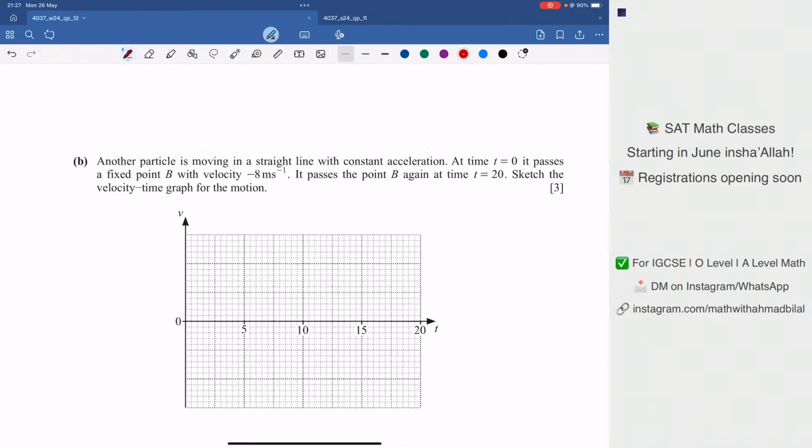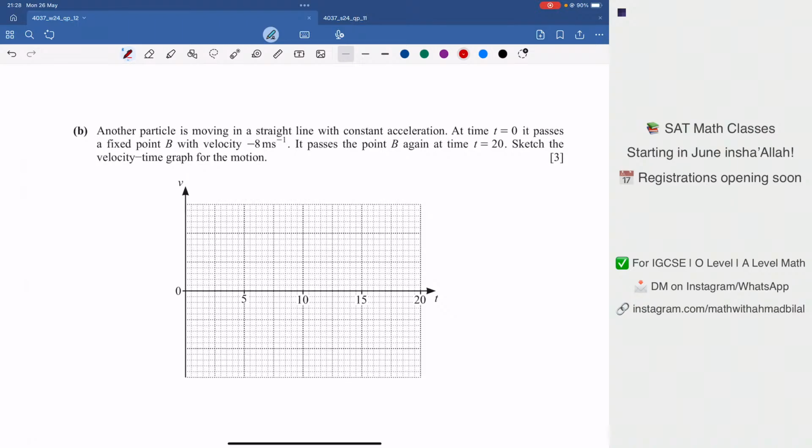Now it says another particle, so now it's a different particle, is moving in a straight line with constant acceleration. So now the acceleration is constant. Remember, in a velocity time graph, acceleration is given by the gradient of the graph. At time t equals 0, it passes the fixed point B with velocity minus 8 meters per second. It passes the point B again at time t equals 20. Sketch the velocity time graph for the motion.